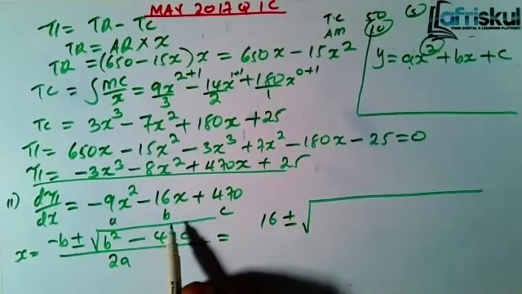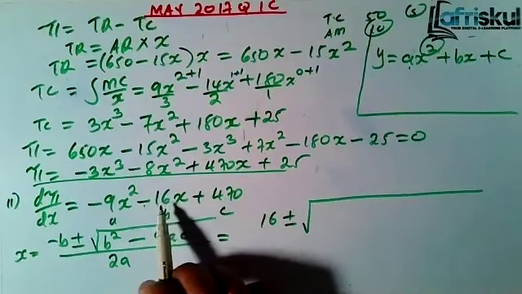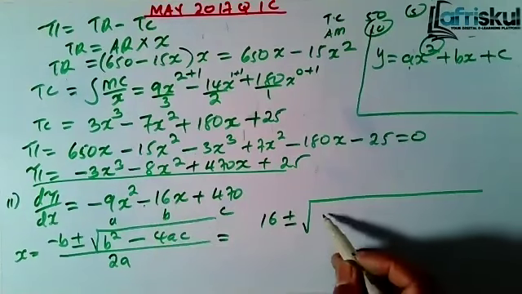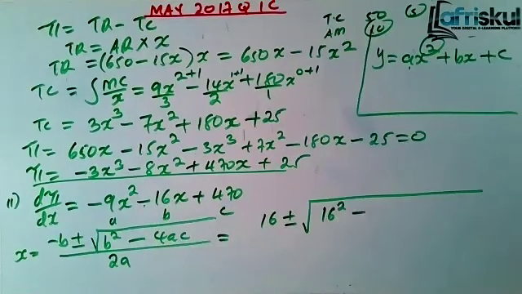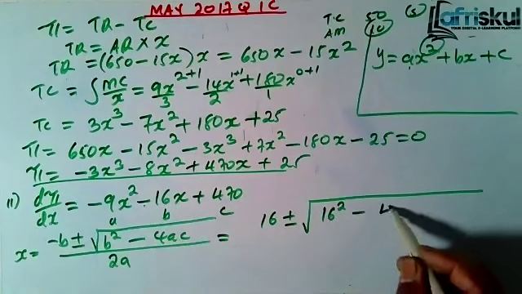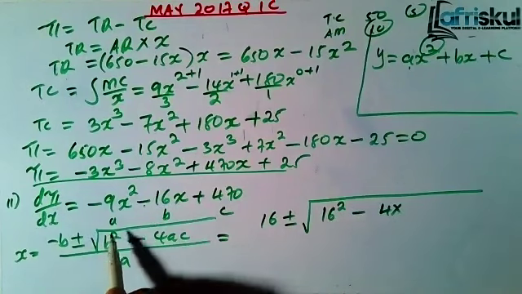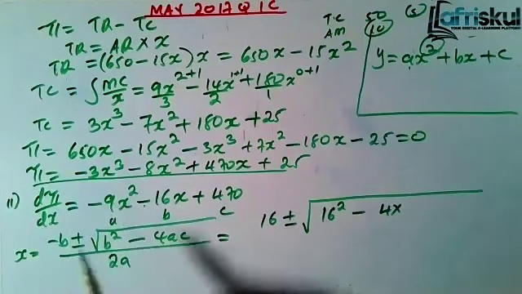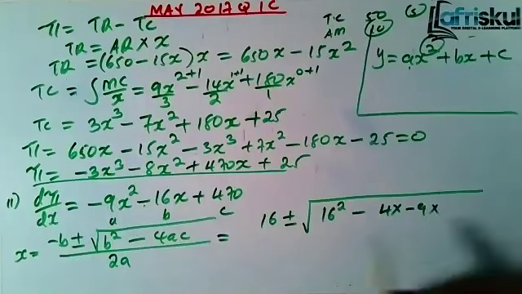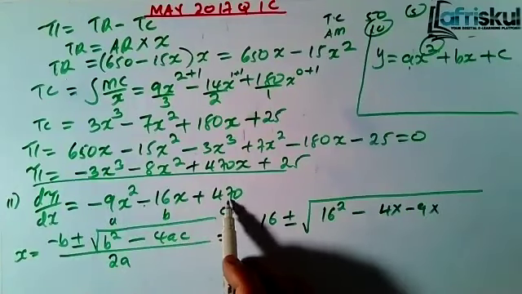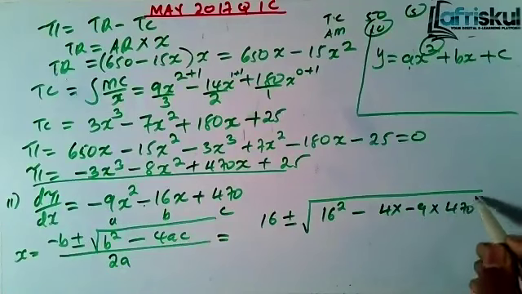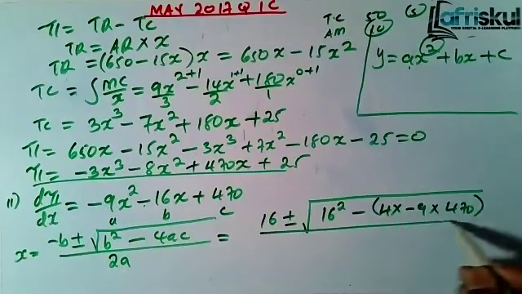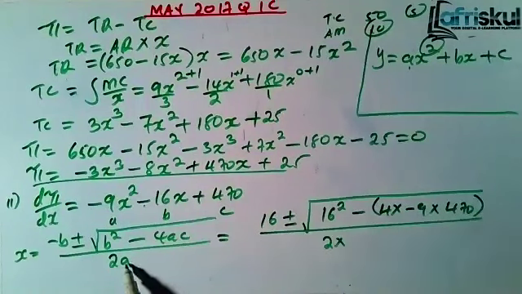b squared, our b is negative 16. If you square any negative, it becomes a positive. So it will be 16 squared minus 4ac. So it's 4a, our a is negative 9. C, our c is 470. You divide by 2a, our a is negative 9.